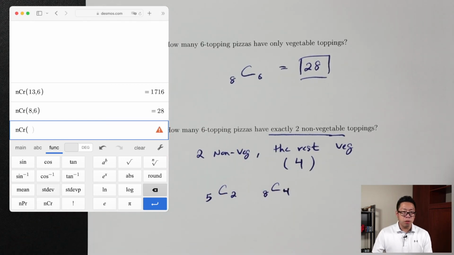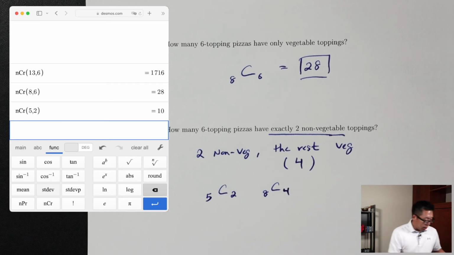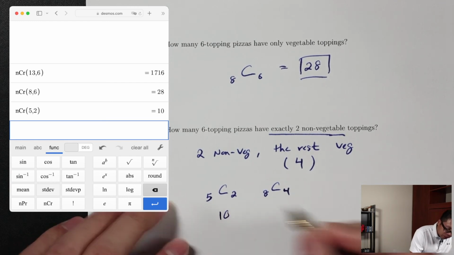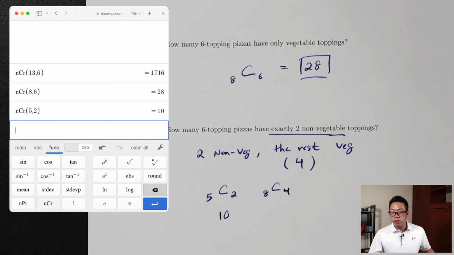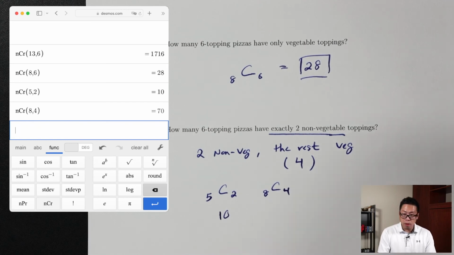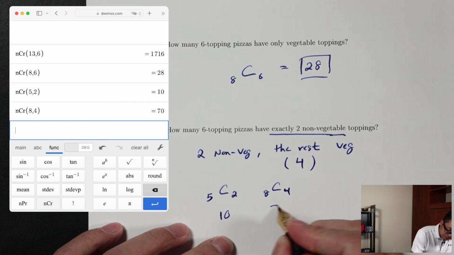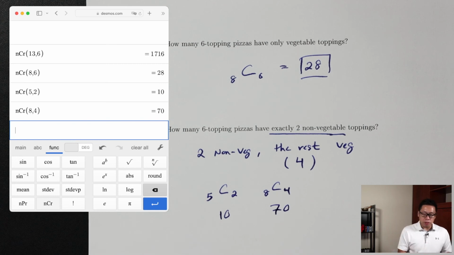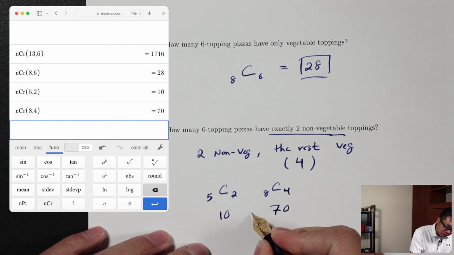NCR, 5 choose 2, that's 5 comma 2, that's 10. And then 8 choose 4, NCR again, 8 comma 4, 70. And then our final answer is going to be 10 times 70.